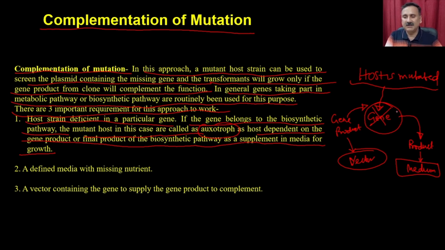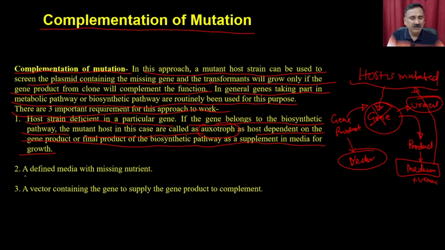For example, if this gene is responsible for the synthesis of uracil, and you don't have this gene, the uracil will not be synthesized and this host will not be able to grow. But if you add the uracil into the media, then the media is going to supply the nutrient, and that's how this host is going to grow.